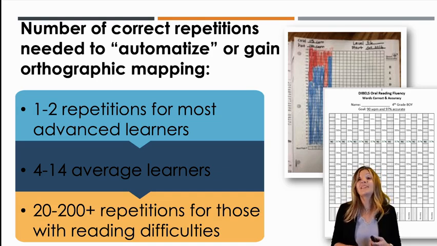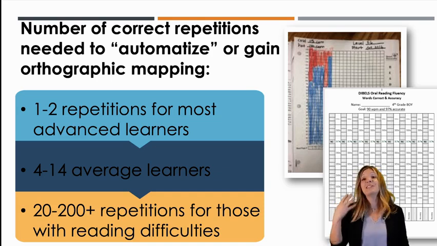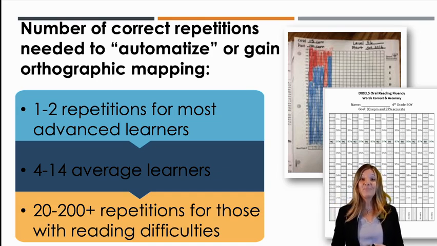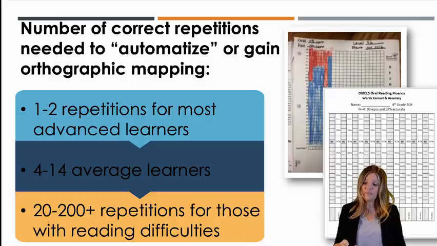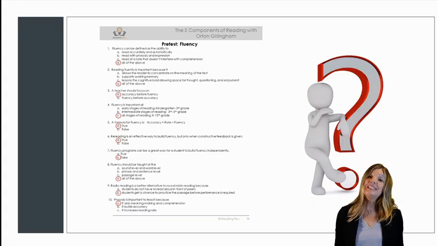So we want to give explicit direct instruction. We want to monitor progress and celebrate that progress along the way, but we want to talk about accuracy and fluency and comprehension. Take out your fluency pretest and let's see how much you learned.